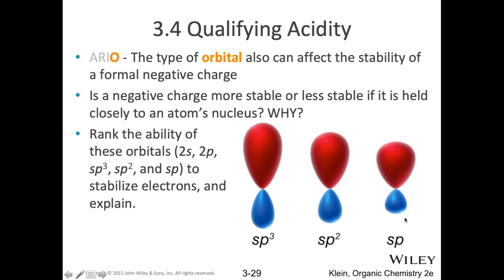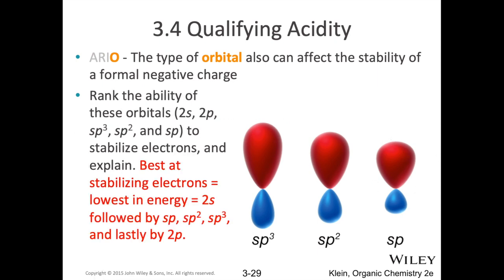So you can see here, if we compare an sp orbital, which is kind of half s character, sp2, which is about a third s character, and sp3, which is only a quarter s character, it looks a little bit more like a p orbital. It's like 3/4 of a p orbital. You can kind of see that we get smaller and rounder with that sp orbital. Generally speaking, this is going to be better at housing that negative charge.